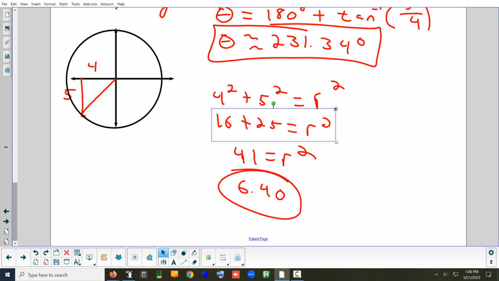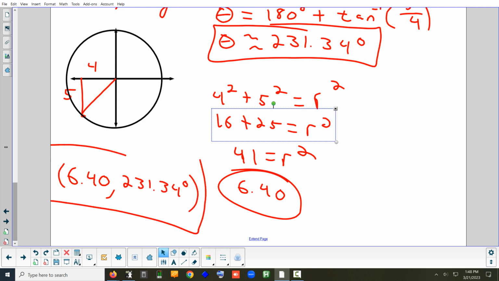Okay, you've got your radius, you've got your angle, just put it together and write your final answer. Radius, comma, angle. And this time, the angle came out positive automatically. I would say on the test, most of the time, that's what they're going to be looking for, a positive angle.